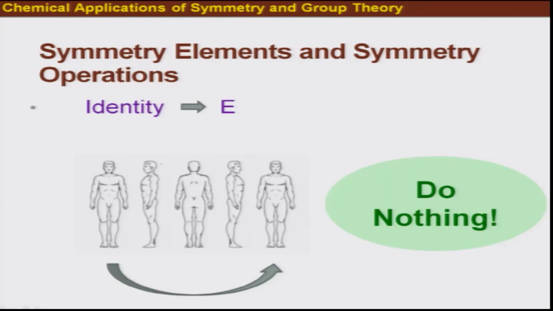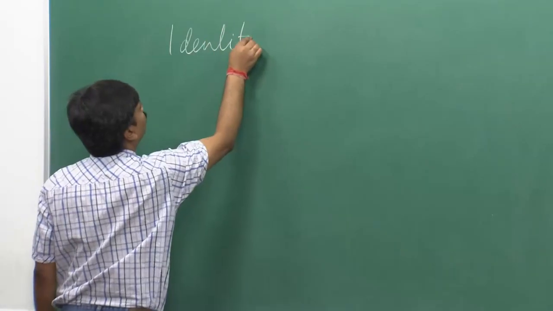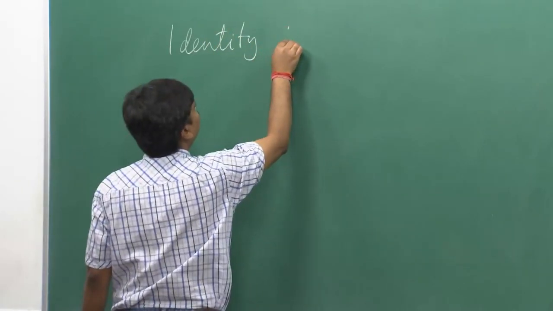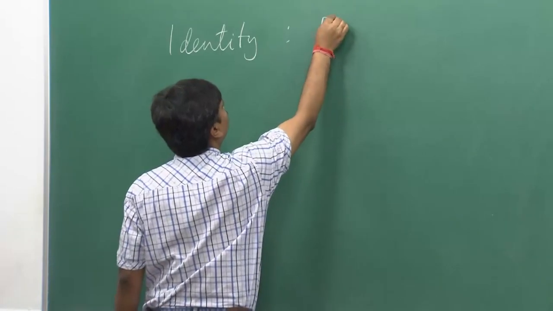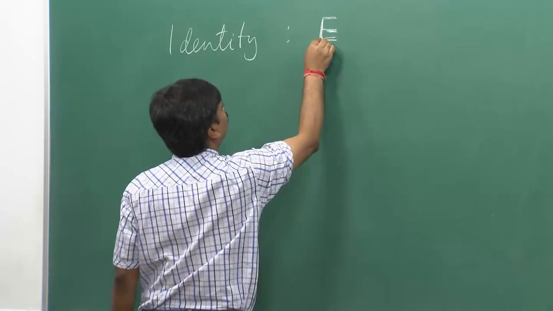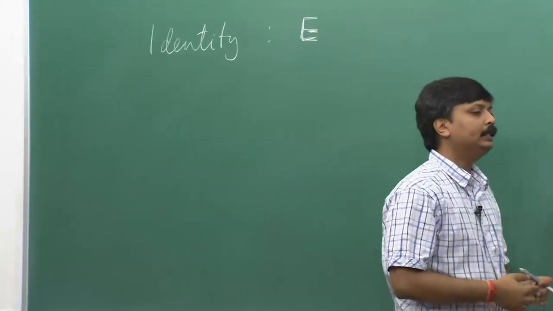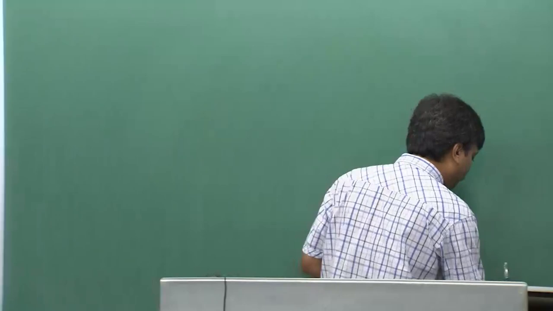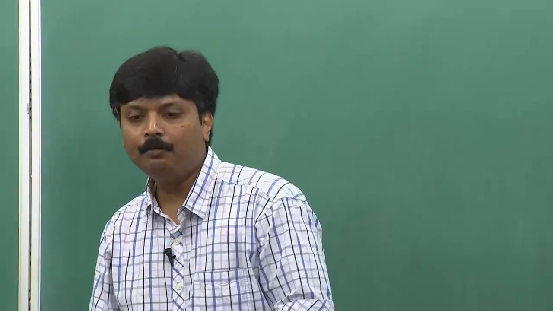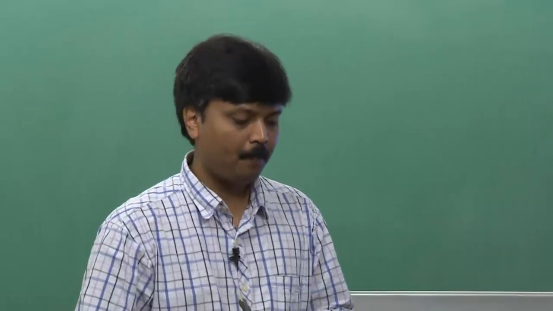So what is it? Before going into the details of this identity operation, let us also see what it is denoted as. Identity operation is denoted as E. Now, what is this identity operation? Before going into the molecular structure, I will give you a very simple representation of this identity operation.